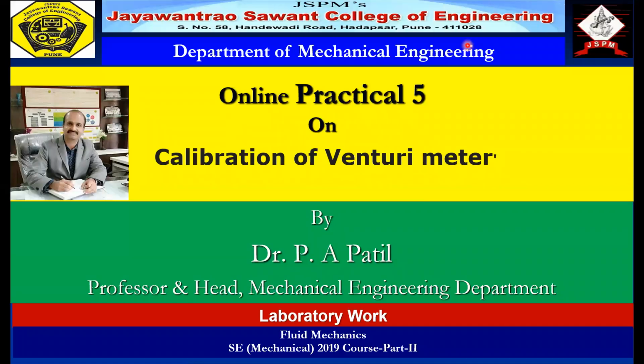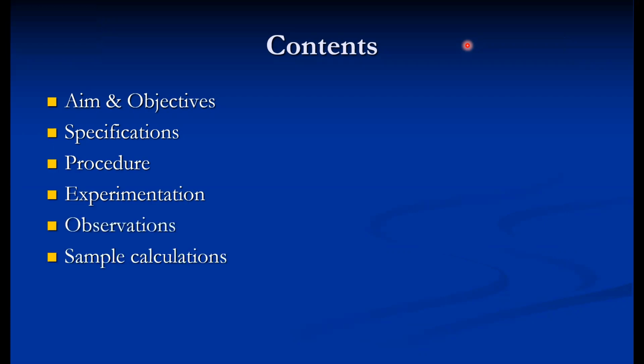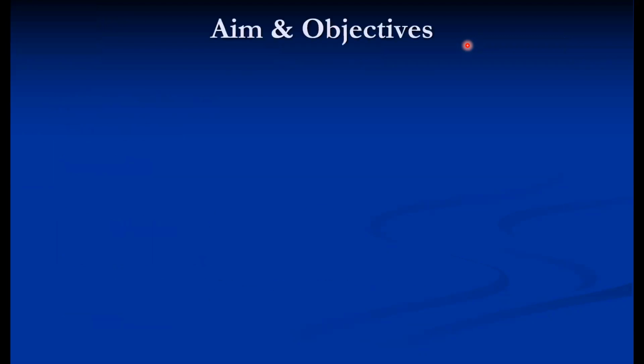Welcome back to the practical session of fluid mechanics. This is practical number 5 on calibration of venturimeter. The content of the experiment: aim and objectives, specifications, procedure, then actual performance of the experiment with the help of the lab setup, observations, sample calculations, result and discussions, and conclusions.